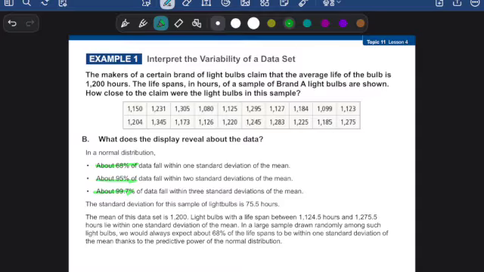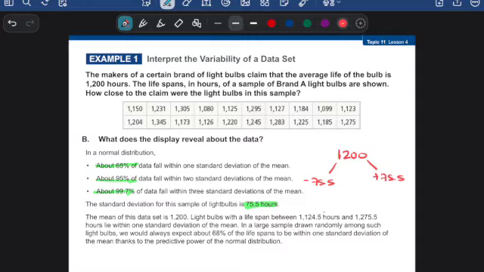So the standard deviation for this particular data set is 75.5 hours. That means 1 standard deviation is 75.5. 2 standard deviations would be 75.5 plus 75.5. Since the mean is 1200, then if I go to the left and to the right of 1200 by 75.5, so here I'm going to draw 1200 in the middle. That's my mean. I can add 75.5 for 1 standard deviation, or I can subtract 75.5 for 1 standard deviation to the left of the mean.